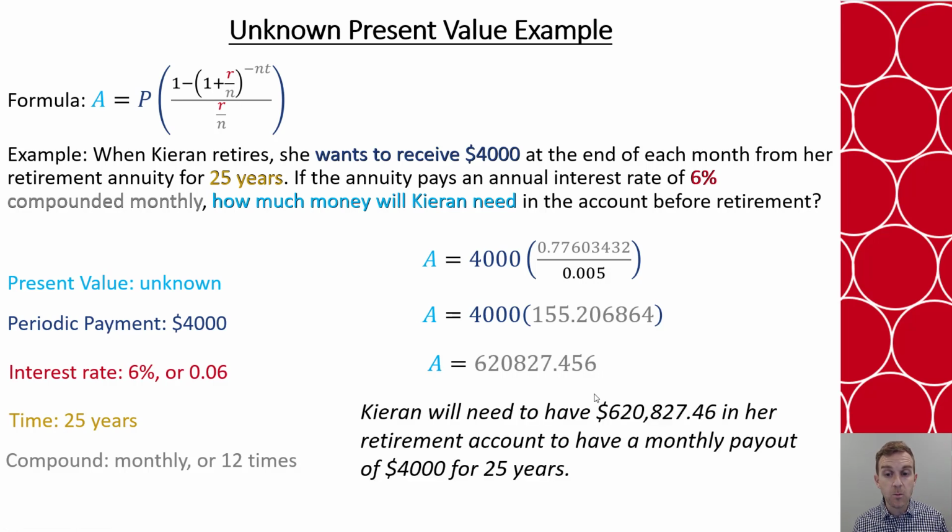So I would say that Karen will need to have $620,827.46 in her retirement account to have a monthly payout of $4,000 for 25 years. So again, we're trying to calculate what's needed to make this happen in retirement.